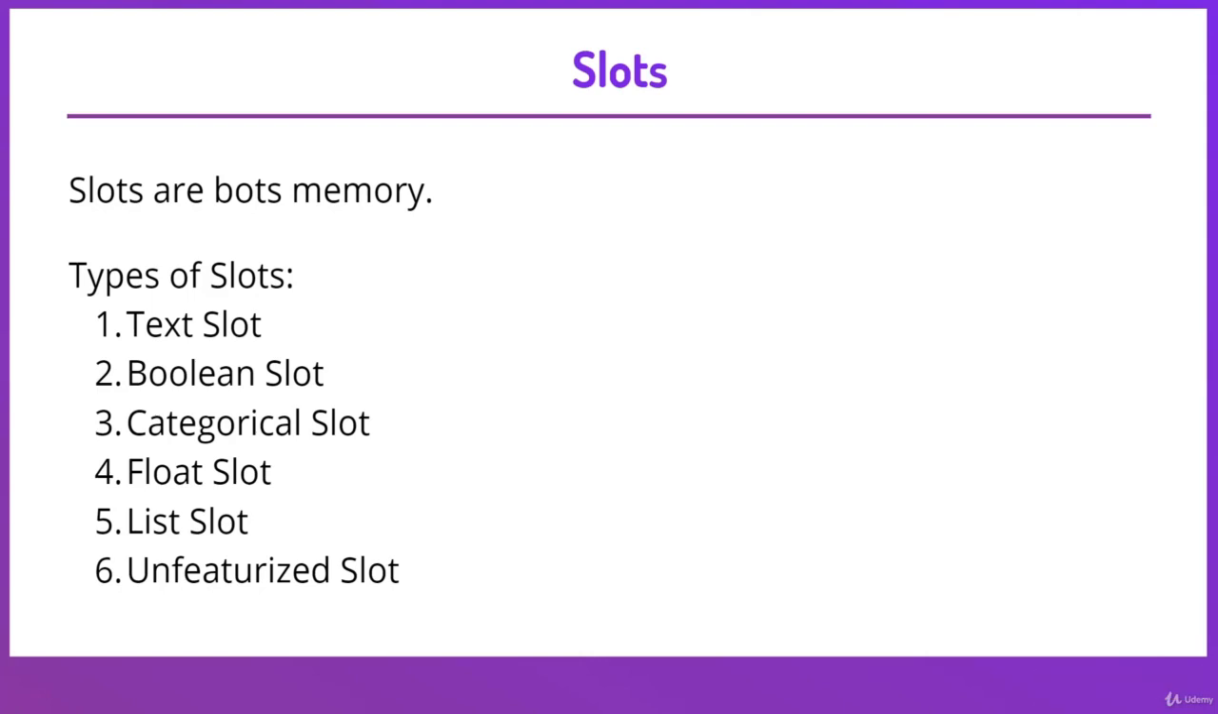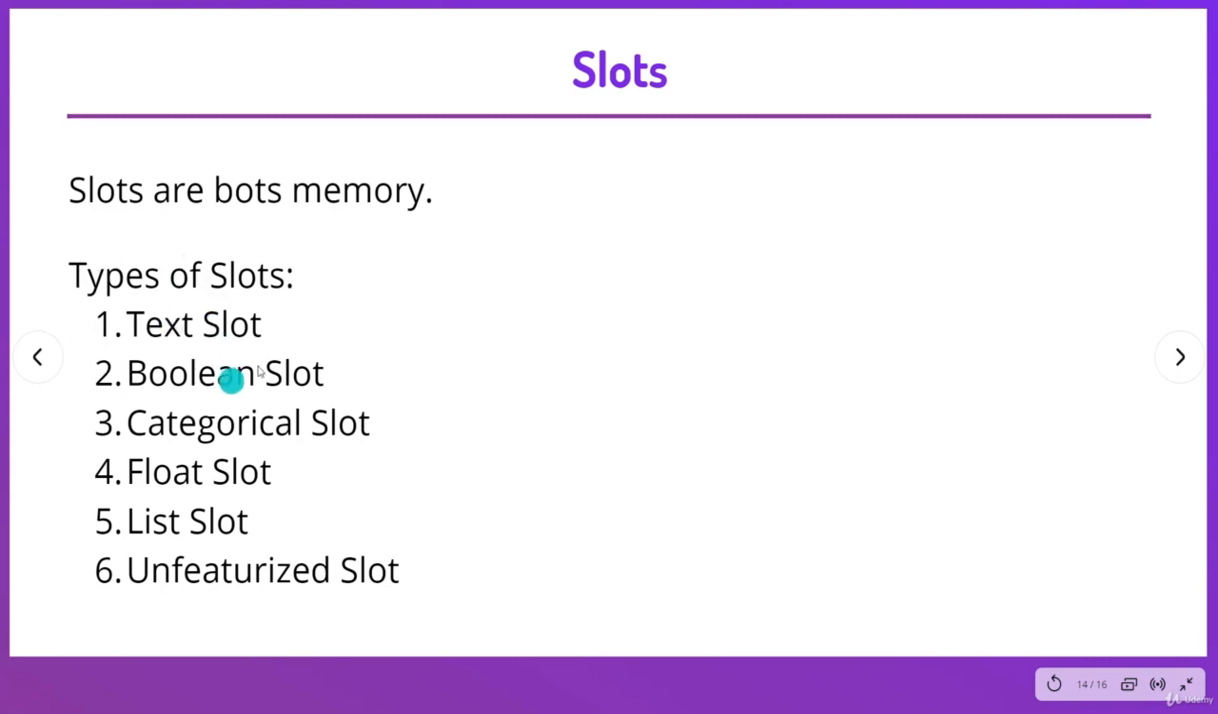Slots are the bot's memory. It stores the useful information from the user message, and we can access this information later on at every point of time. You store the values in the form of key-value pairs, meaning you give a name to your slot and assign a value to it. There are several types of slots.